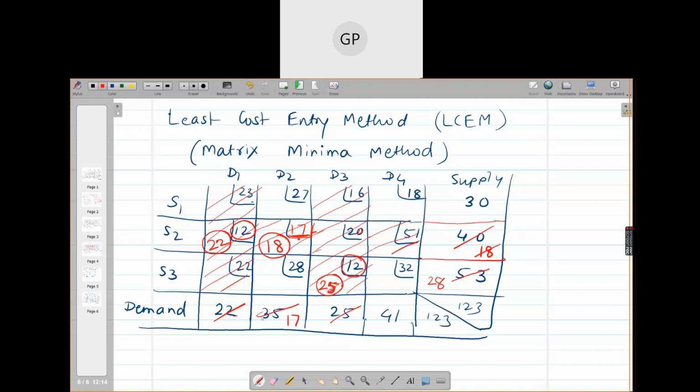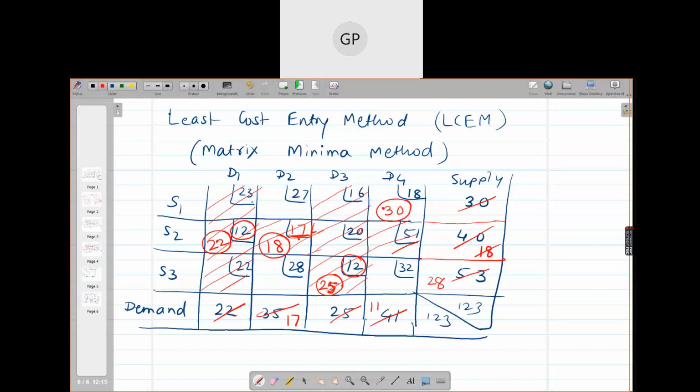Quickly tell me the next least cost. 18. So what is the case here? Supply available is 30, demand is 41. So you can give 30 units, right? And 11 units remain here now. So no more units you can give from S1 also. Now only one source is left.